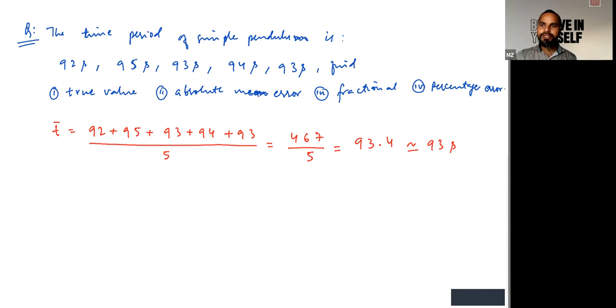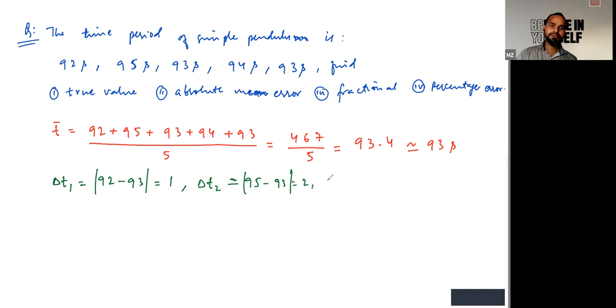Now you have to take the deviation of each data with respect to the true value. Let's say delta T1. It should be equal to mod of 92 minus 93, that is minus 1, but for the modulus term, it will give you just plus 1. Similarly, delta T2, 95 minus 93, it will be 2. Delta T3, 93 minus 93, 0. Delta T4, 94 minus 93, 1. And delta T5, 93 minus 93, 0.